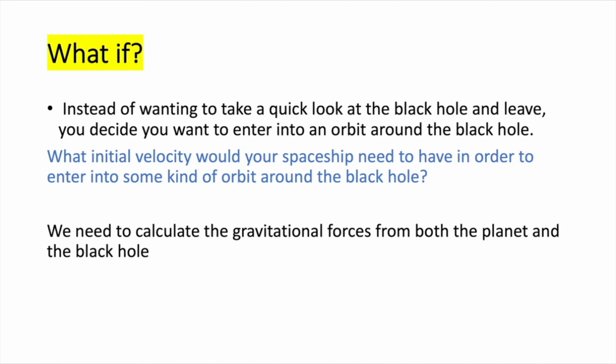So what if, instead of wanting to take a quick look at the black hole and leave, you decide you want to enter into an orbit around the black hole? What initial velocity would your spaceship need to have in order to enter into some kind of orbit around the black hole? So we would need to calculate the gravitational forces from both the planet and the black hole and do all the necessary calculations, similarly to what we did in the Glowscript code. Then we will know the effect the two forces have on the ship and that will allow us to calculate the initial velocity needed for the spaceship to not crash and to enter orbit.